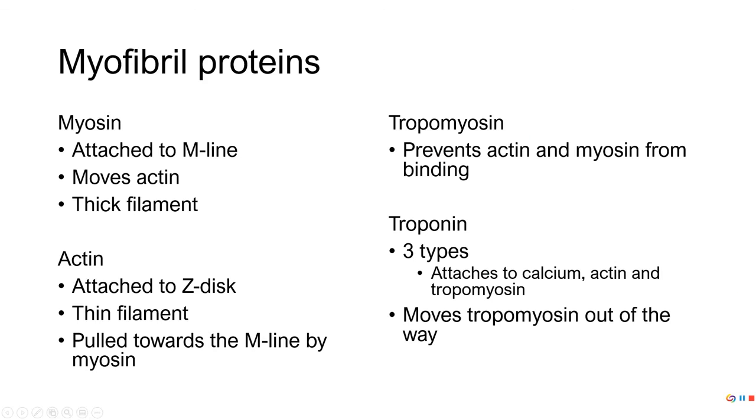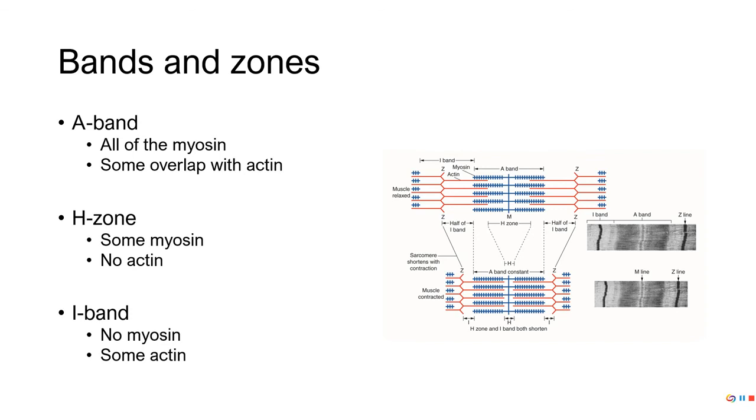Okay. And then we've got the bands and zones. So if you look at it here, we're just going to focus on actin and myosin. Actin are the red lines here. Myosin are the blue lines here. So notice that we've got the I band, the A band, and then the H zone. The A band is wherever there is myosin, so it includes all of the myosin. There is some overlap with actin, but it doesn't contain all of the actin, or very rarely does it.